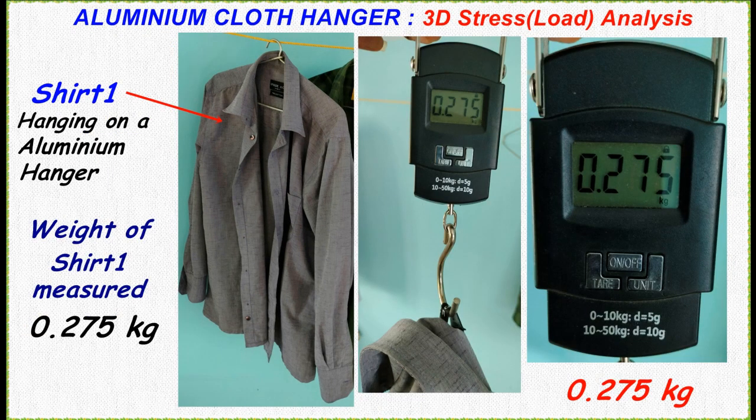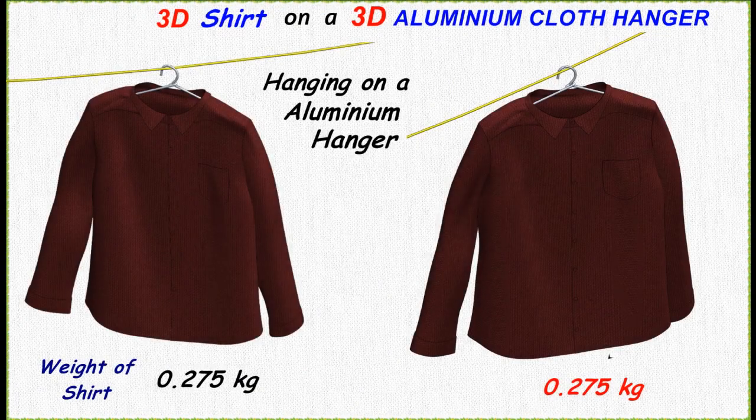Let's take this shirt for analysis on a hanger. Weight of shirt is 0.275 kg. You could see the measurement on a weighing scale. A 3D shirt is hanging on a 3D aluminum hanger.